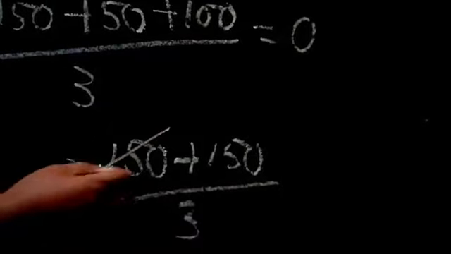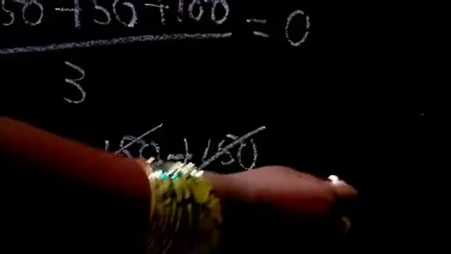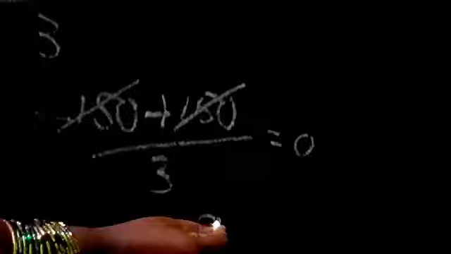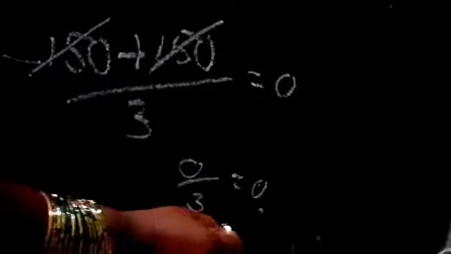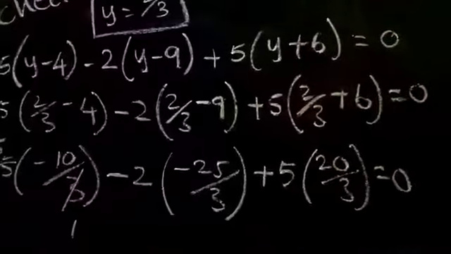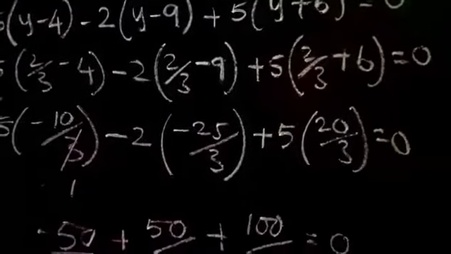So minus and plus will get cancelled. So the numerator will be 0. 0 divided by 3 is also 0. Therefore 0 equals 0. Our left hand side is equal to right hand side. So it is the correct answer.